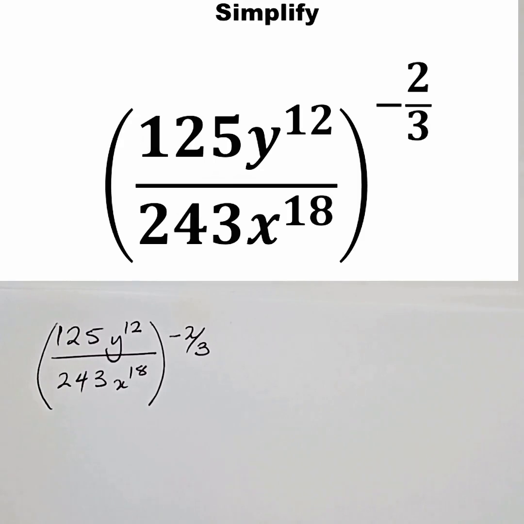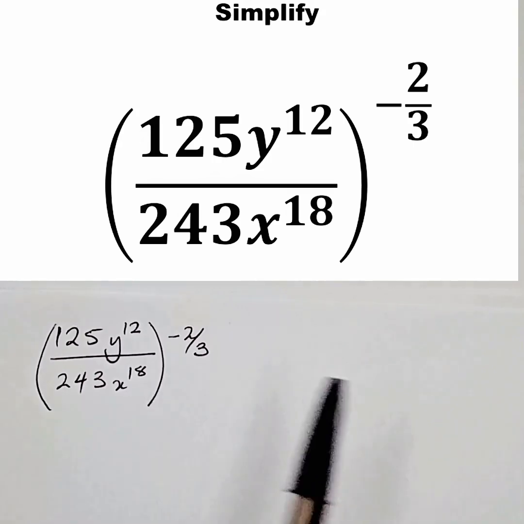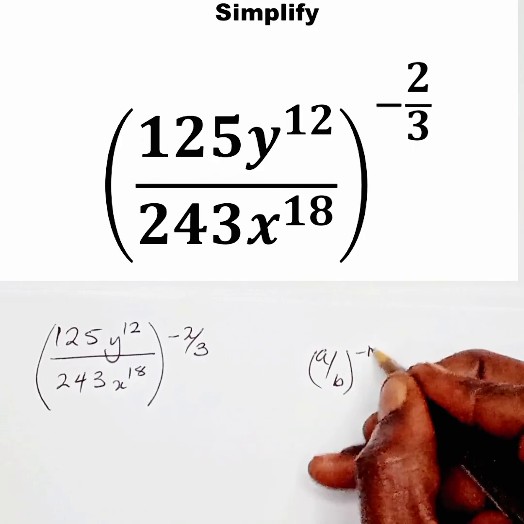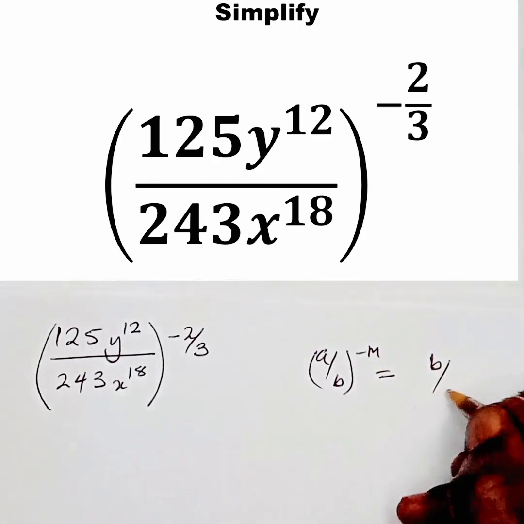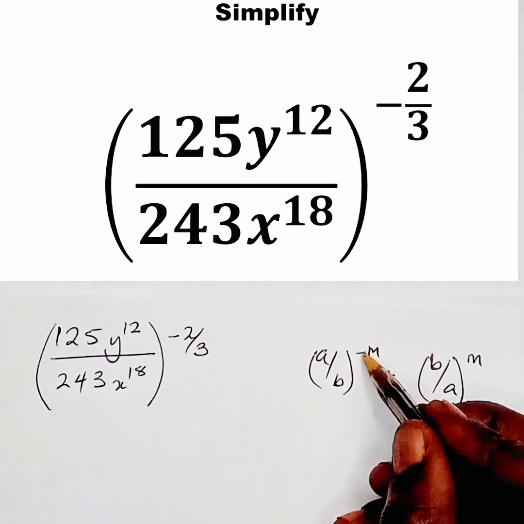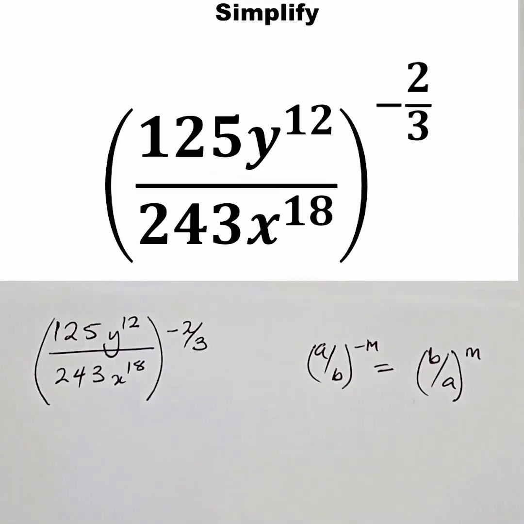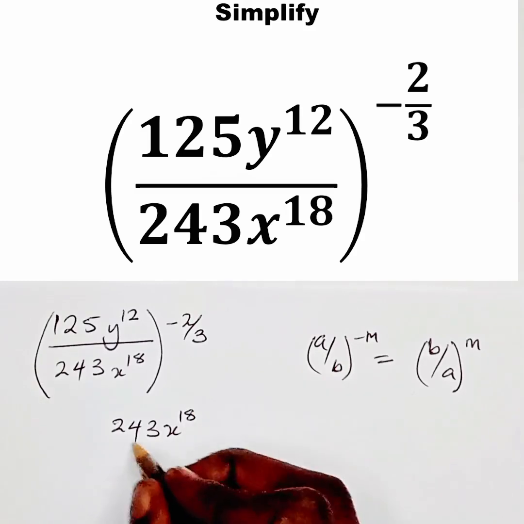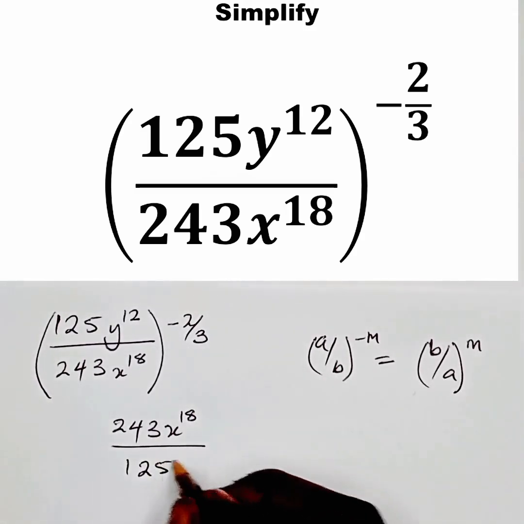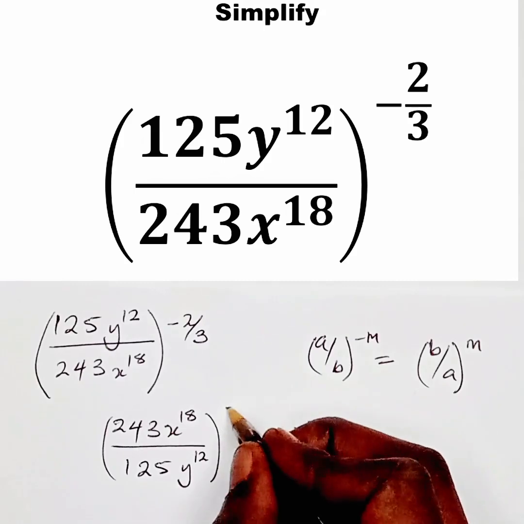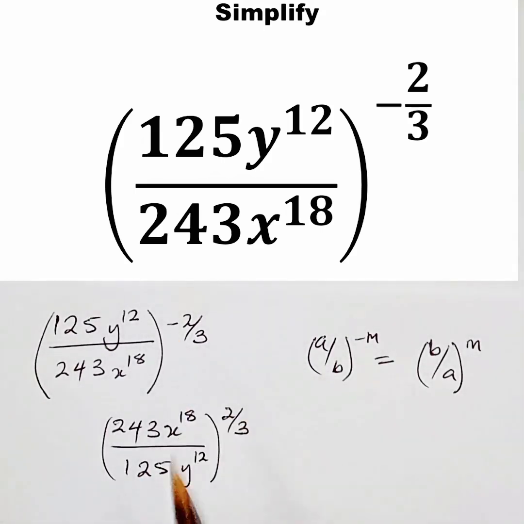In today's video, we are simplifying exponents. So the first thing that we need to do is to use this law of exponents that says (a/b) to the power of minus m is equal to (b/a) to the power of m. So just flip this fraction and then we change the sign of the negative exponent. Then we are going to have (243x^18 / 125y^12) to the power 2/3. We just change this sign here.